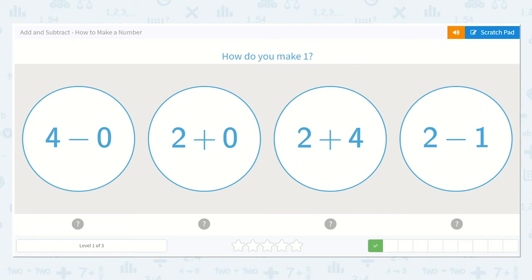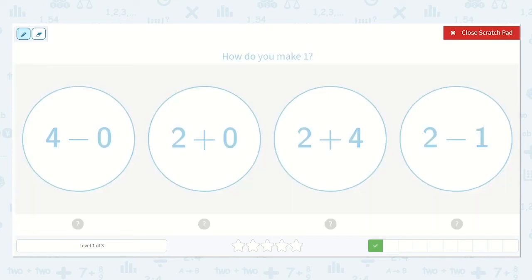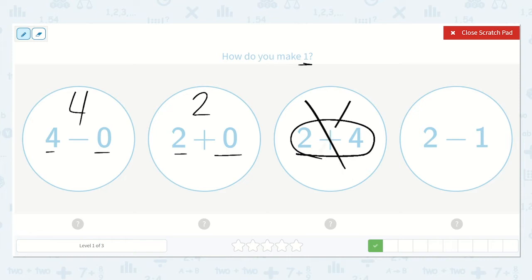Next, it asks, how do you make 1? Well, if I have 4 and I take nothing away from it, I know that I will still have 4. If I have 2 and I add nothing to it, I will still just have 2. If I have 2 and I add 4 to it, it is going to be much larger or greater than 2. But I know that 1 is less than 2. So this is going to be way too much.